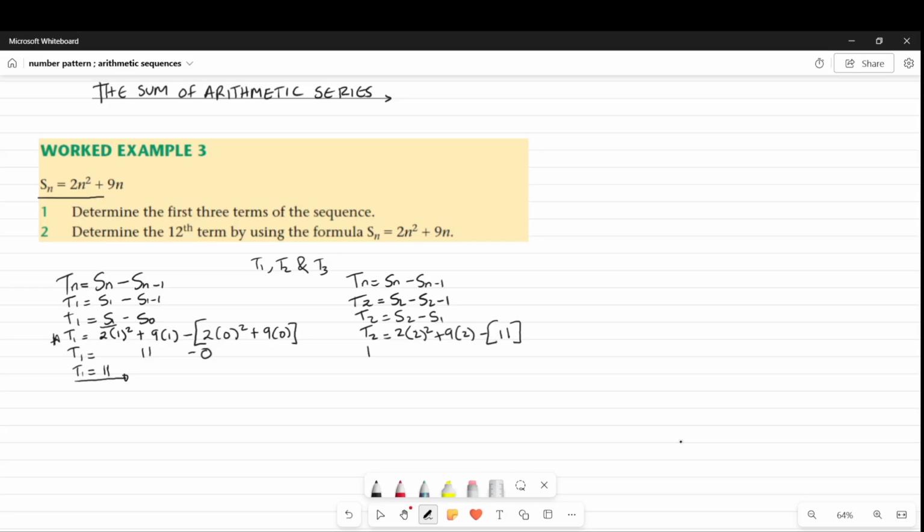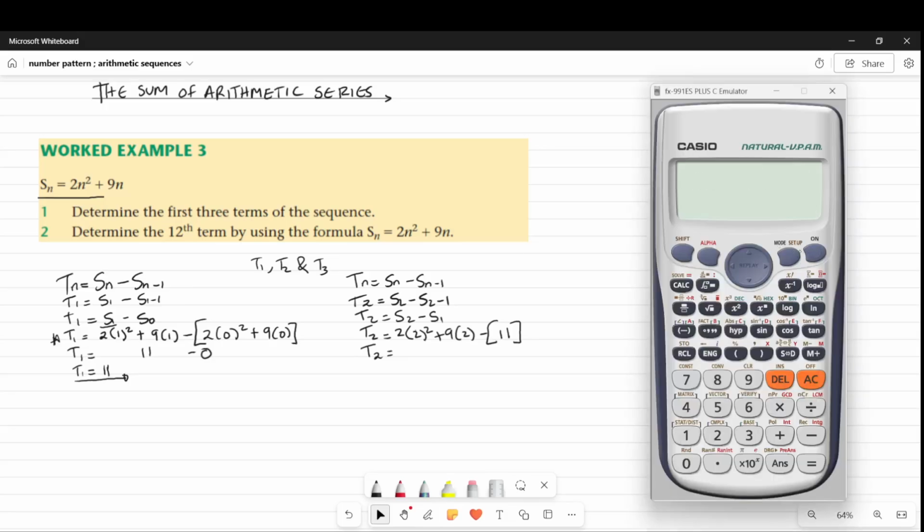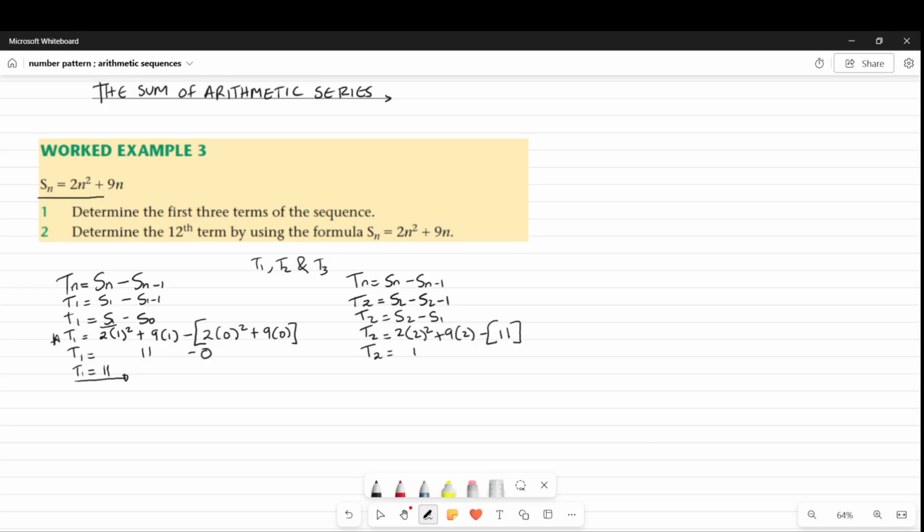So T2 is equal to, picking up your calculator, 2(2) squared plus 9(2) minus (11), and your final answer comes down to 15. 15 is your final answer. Now let's look for T3.